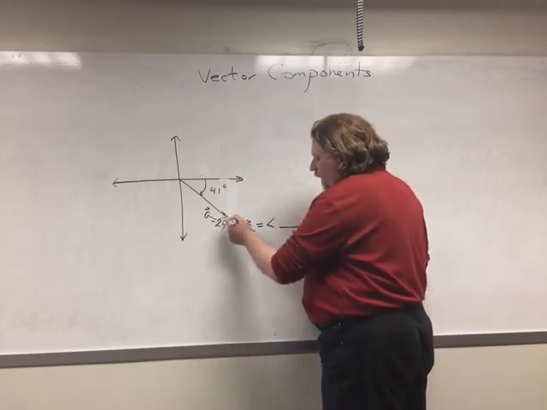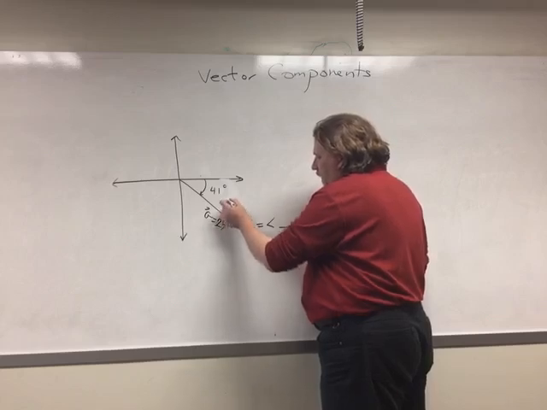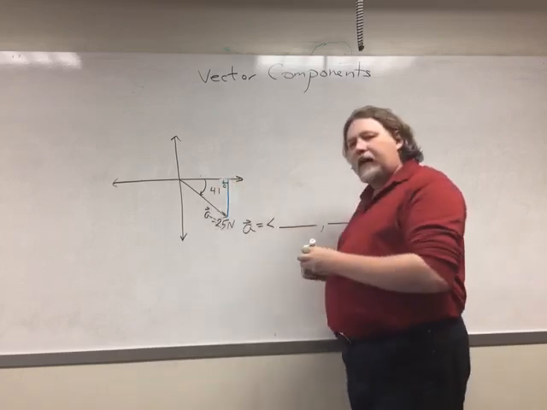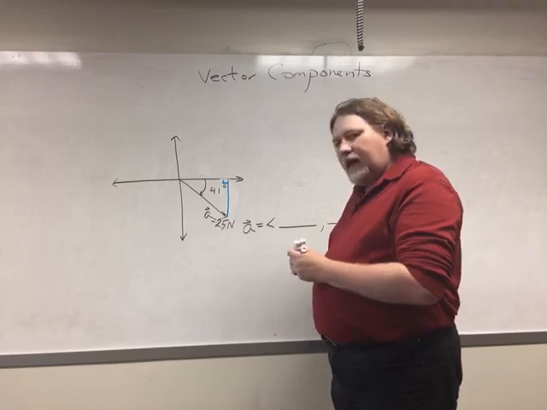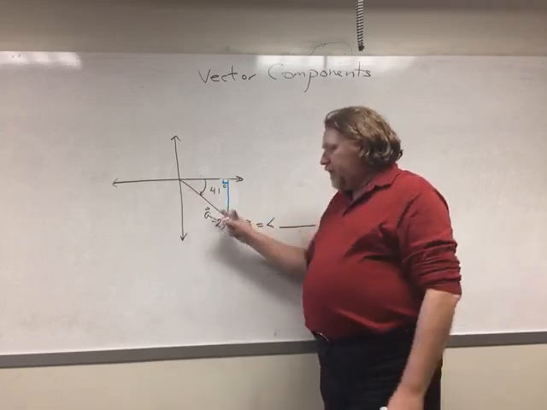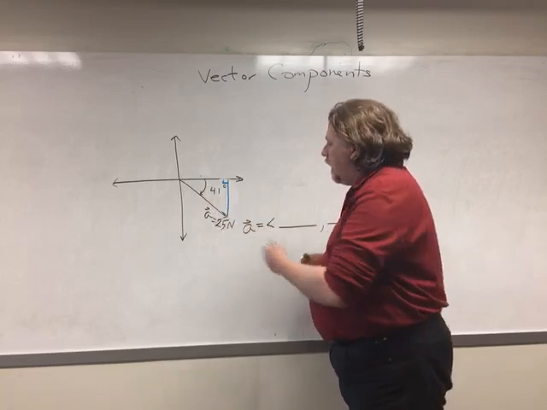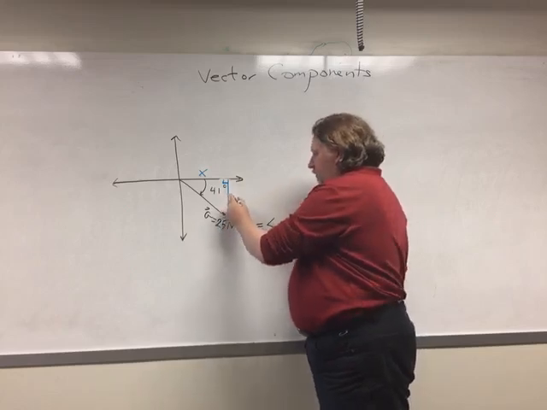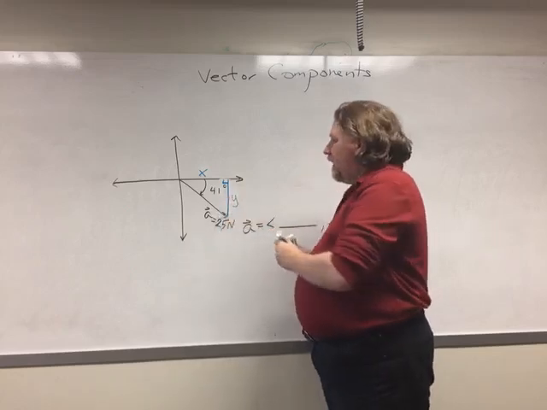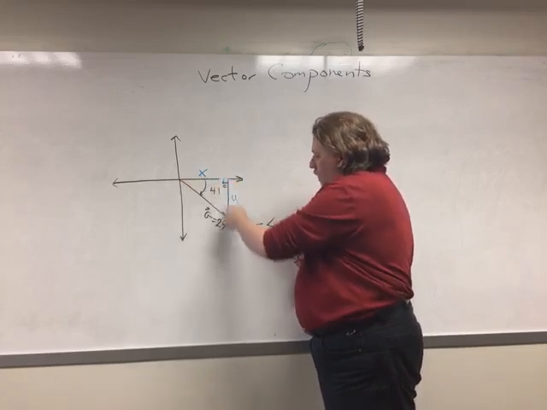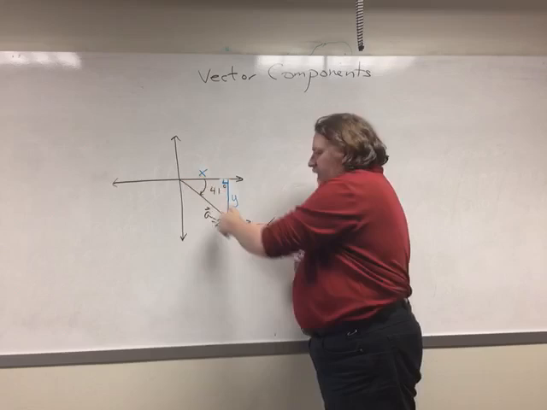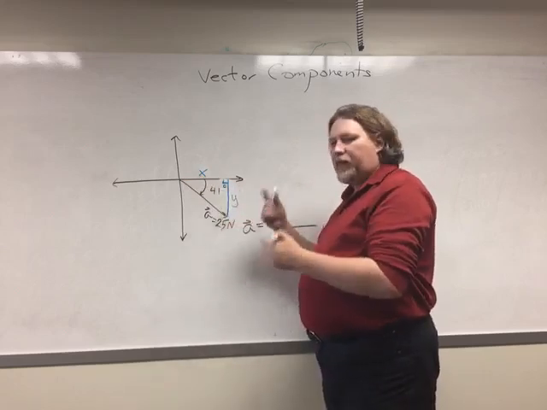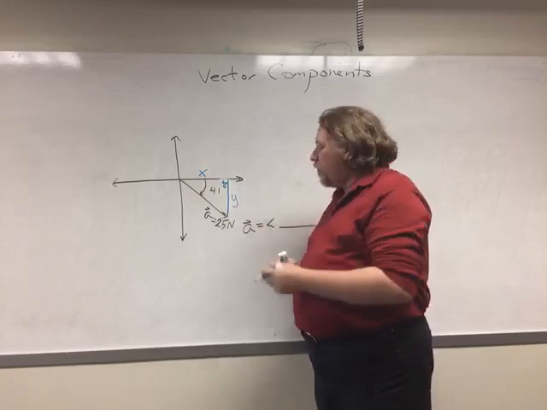Just notice that if I go right here to the very tip of the vector and I draw a segment perpendicular to the x-axis, I get a right triangle. And now I can think of that 25 newtons as being the radius, and I can think of this side of the right triangle as being x, and this side of the right triangle being y, and that x piece plus that y piece makes the vector. Now once I've got that, then it's pretty easy to work backward to find x and y. I just have to remember my formulas.